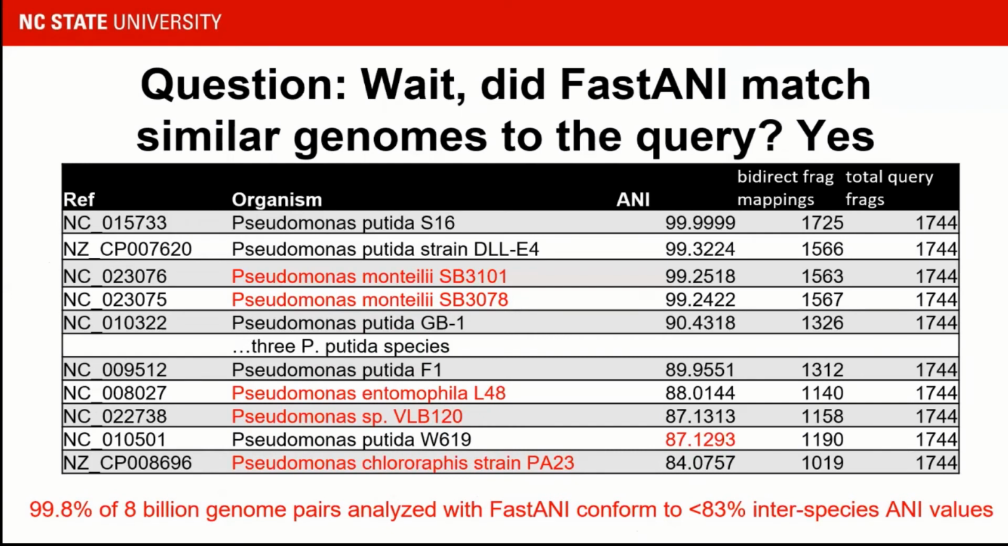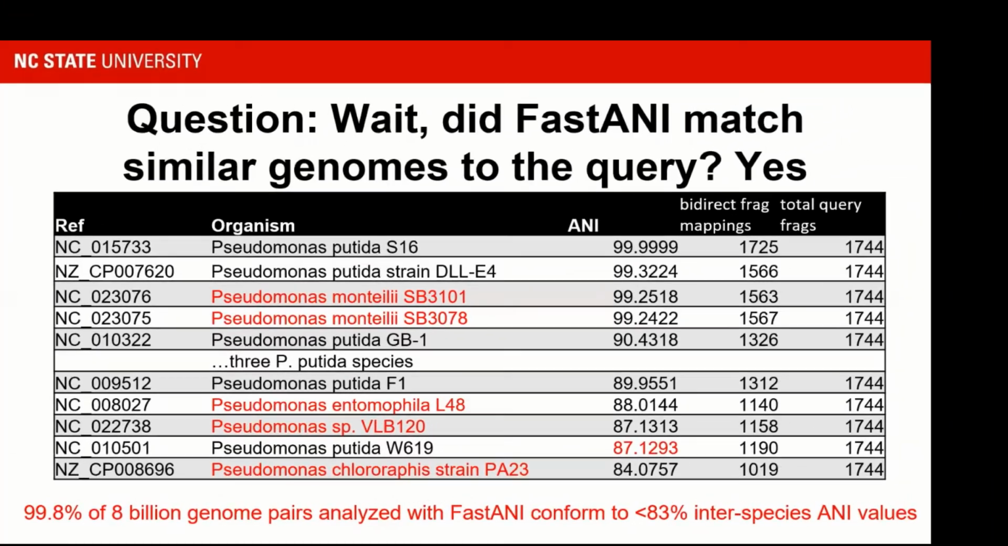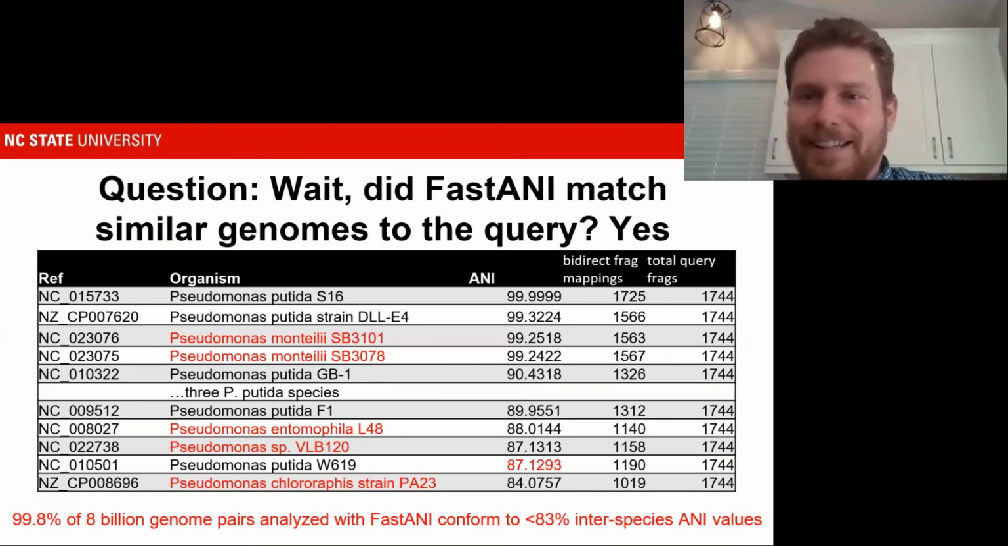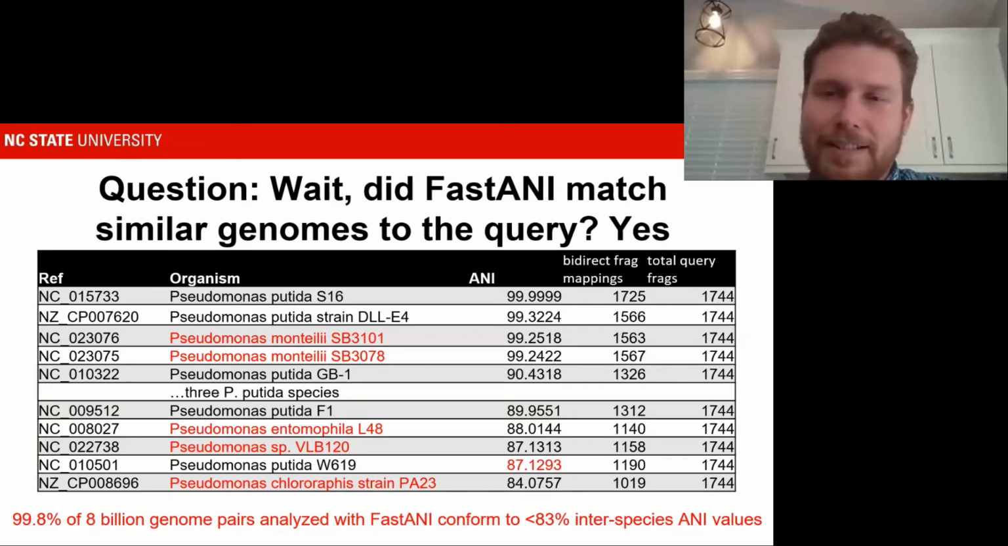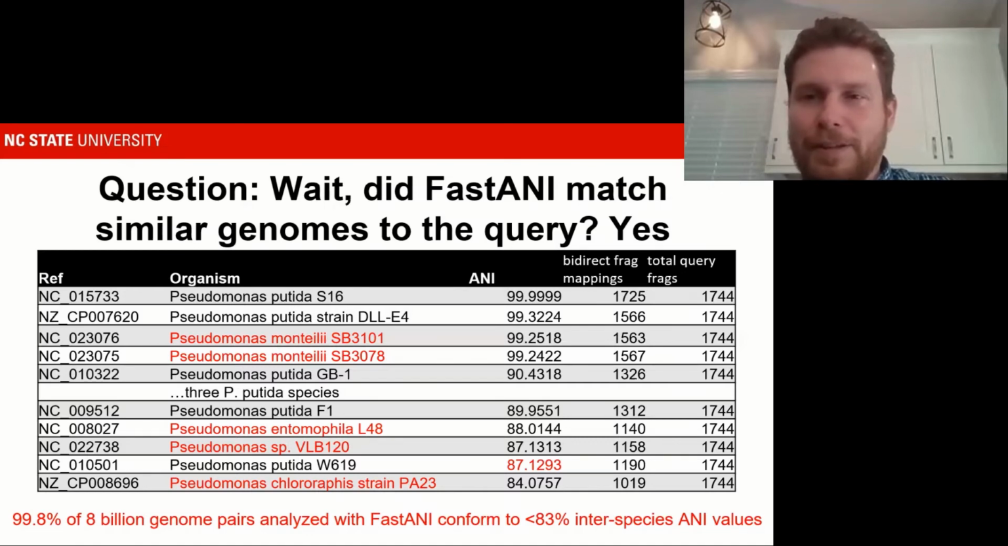Wait, did FastANI match similar genomes to the query when you used a fragment length of 1,200 base pair, Jason? Yes, and here are the actual hits I got from the RefSoil database. I selected NC015733 from the RefSoil database for my query genome, and it's the top hit. I don't know why the bidirectional fragment mappings are not equal to the total query fragments, but they are not.